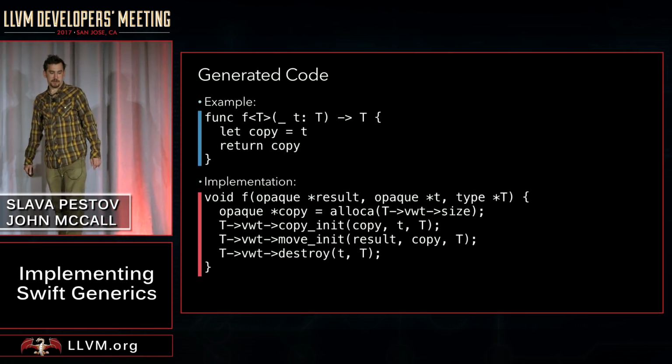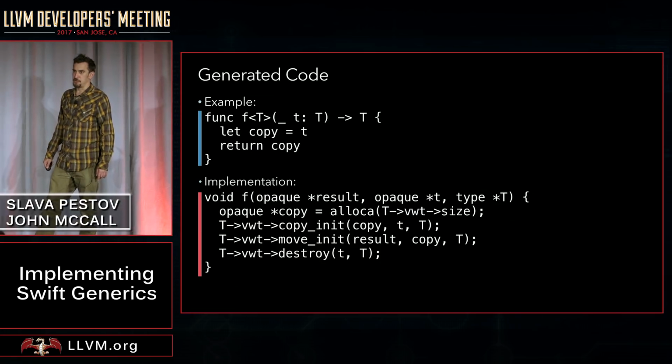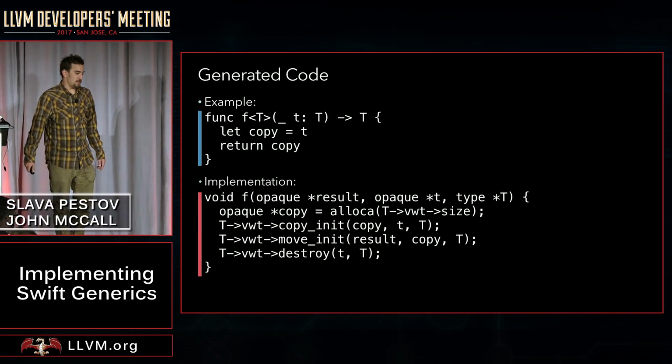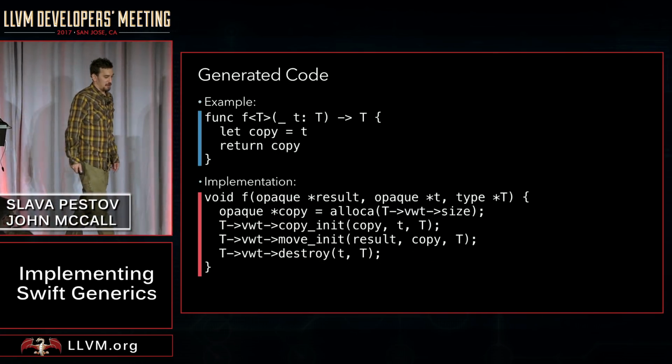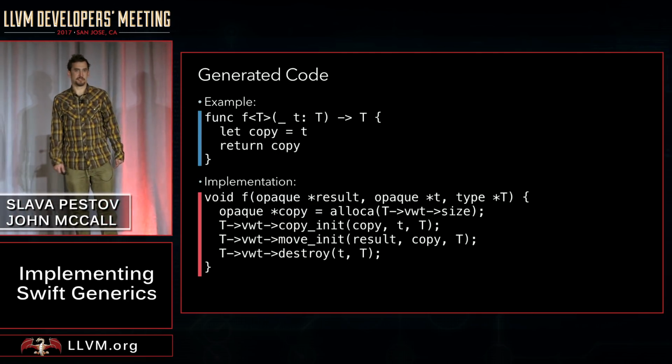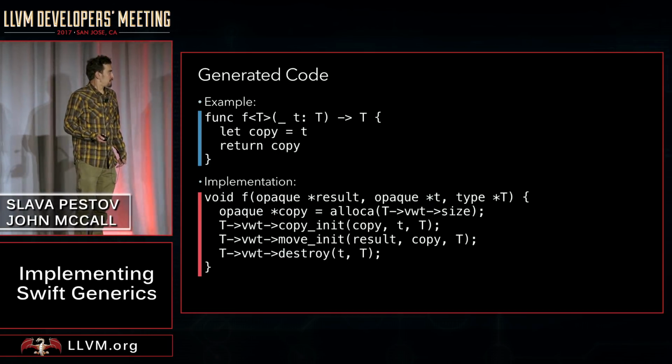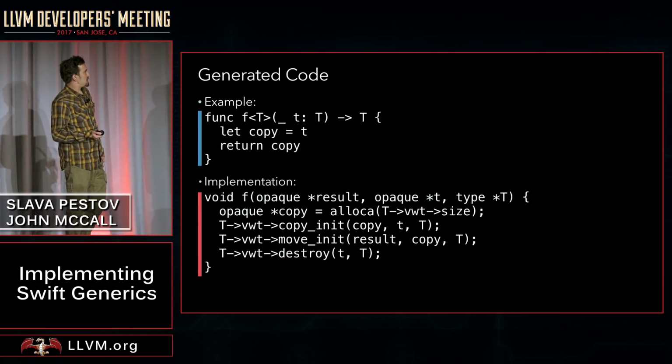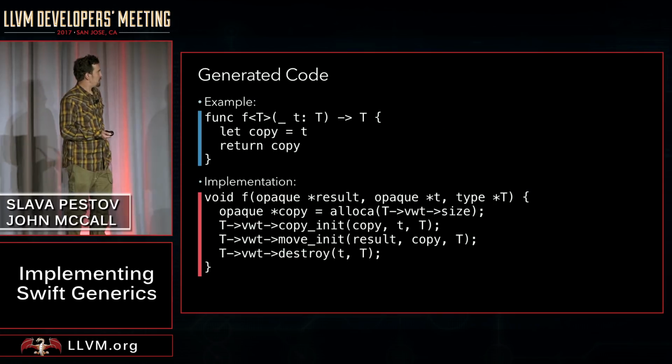So let's look at our function again and look at what kind of code it generates. We're going to use C instead of LLVM IR because it's a little bit less verbose, but still sufficiently low level to convey the concepts that we need. So let's go through that function step by step and see how it maps to the generated code.